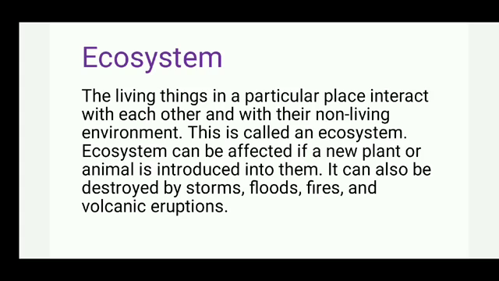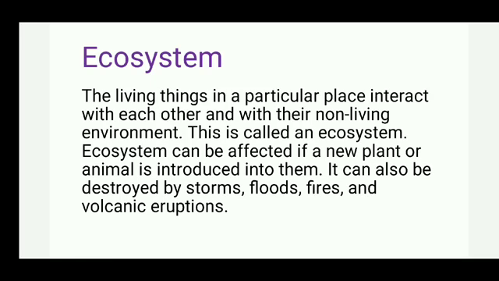Our next topic is ecosystem. The living things in a particular place interact with each other and with their non-living environment. Particular means khas, yani particular place means khas jagah. Class, this is called an ecosystem. In other words, an ecosystem is made up of all the living and non-living things in an area. This includes all the plants, animals and other living things in an area.